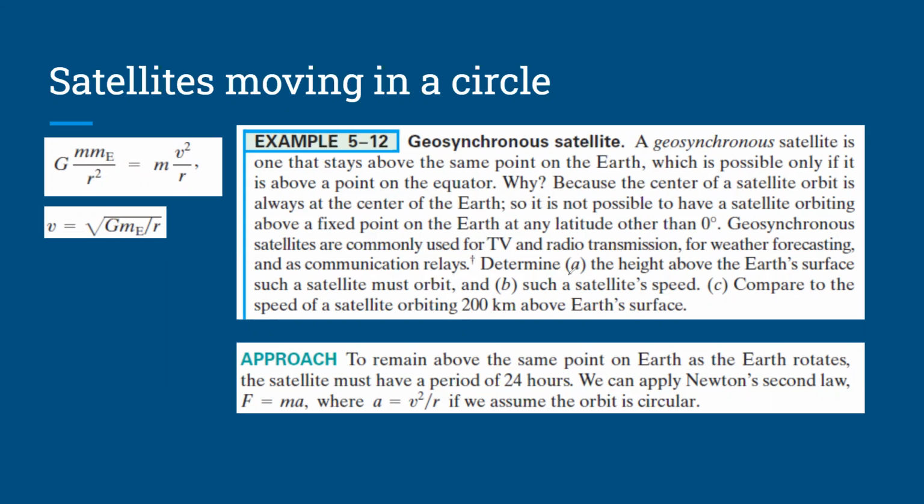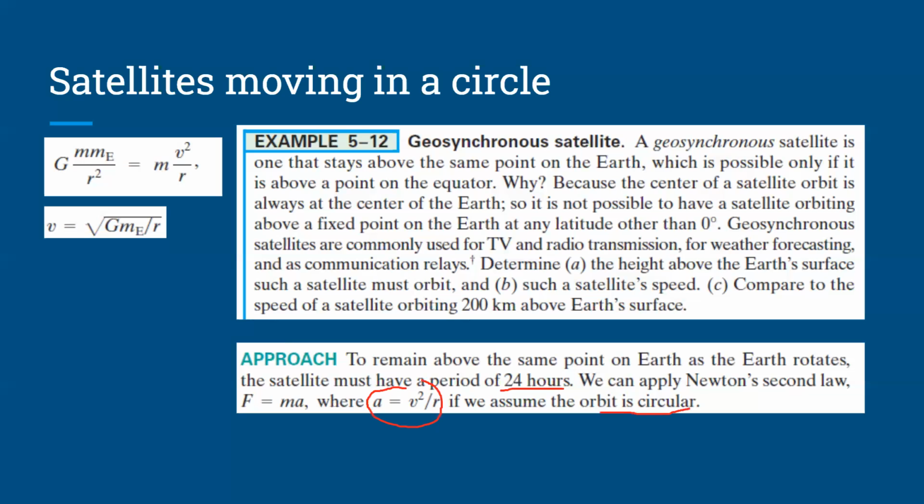Example here: determine A, the height above the Earth's surface at which such a satellite must orbit, and B, such a satellite's speed, compared to the speed of a satellite orbiting 200 kilometers above the Earth's surface. Okay, the approach to this problem: to remain above the same point on Earth as the Earth rotates, the satellite must have a period of 24 hours, comparable to one whole complete rotation of the Earth. We can apply Newton's second law, F equals ma, wherein the acceleration is centripetal, v squared over r, if we assume the orbit is circular. We have discussed uniform circular motion and this centripetal acceleration.